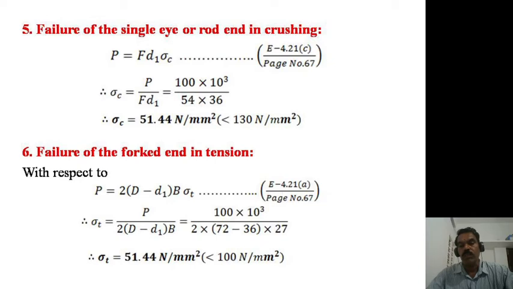So what is the permissible value? 100 Newton per mm square. So hence the induced tensile stress of the forked end is less than the permissible value of the forked end. Therefore the design of the forked end in tension is very safe.